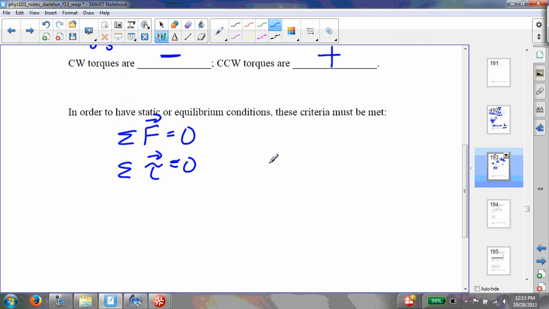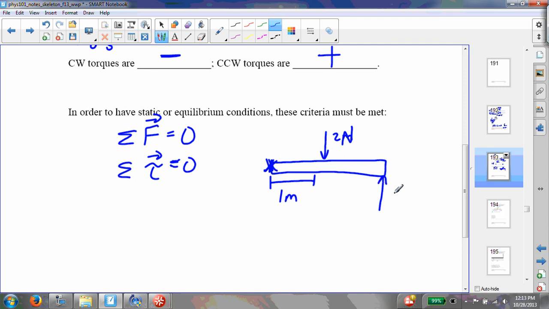Let me just show you a quick example. Let's say that I have an object that's rotating about this point right here. And let's say that I have a force of 2 newtons right here that is 1 meter from the axis of rotation. And then I have another force, let's call this 3 newtons, that is, say, 3 meters from the axis of rotation.